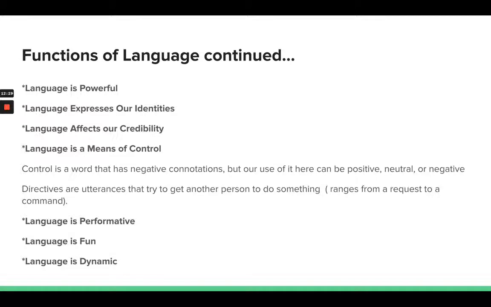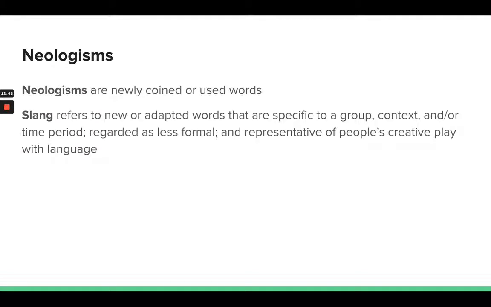Language is powerful. Language expresses our identities. It affects our credibility. It's a means of control in some way. Control sometimes has negative connotations, but through language, we're able to maybe get people to do things that we need or want them to do. Language is performative, it's fun, and it's dynamic.